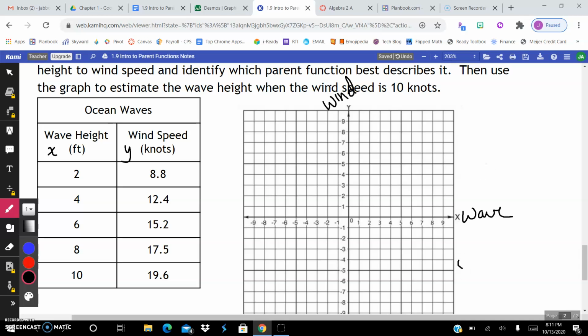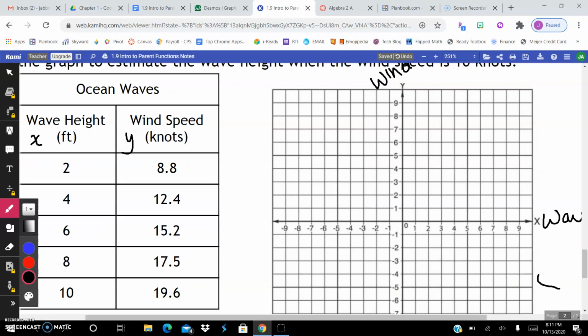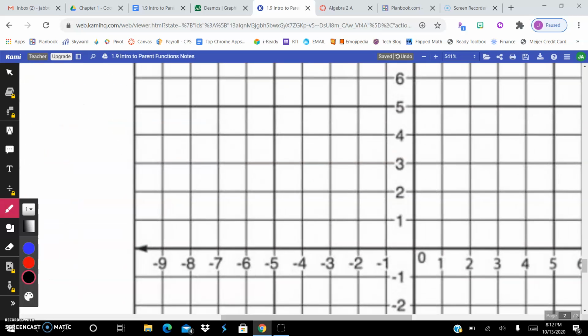So if I try to plot these the best I can, because they are decimals, over 2 up 8.8 would be about there. 4, 12.4, going to be up here. So looking at this graph and our y values, they're not going to fit on here. So what I am going to do is actually change the y-axis and what it's counting by. I'm going to make it go by 2s instead and see if that gives us enough room.